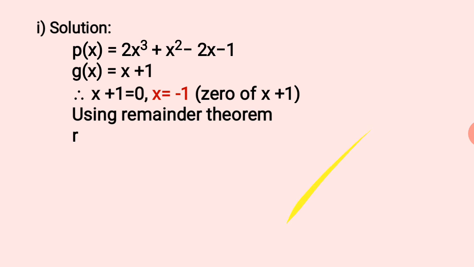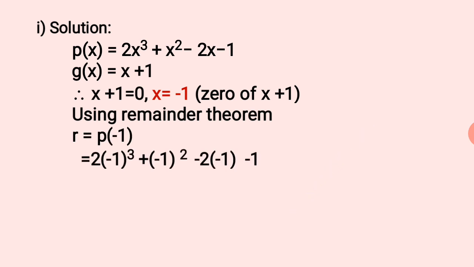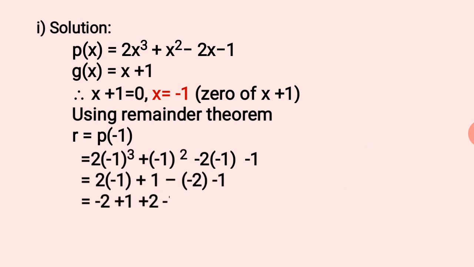Next is obviously substitution. We are going to get the remainder by substituting x to be equal to minus 1 and in this case it is equal to 0. Again we can say that when remainder is 0, we can confidently say that g of x is a factor of p of x.